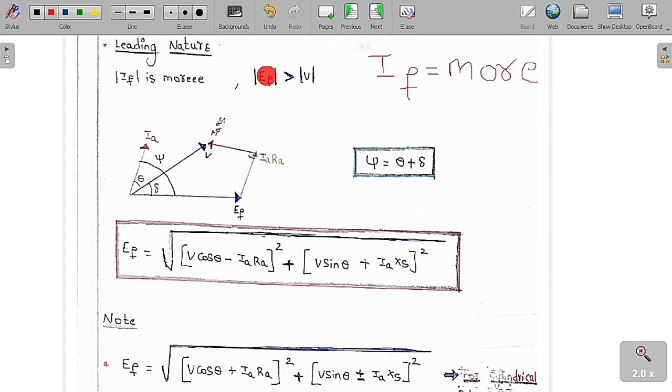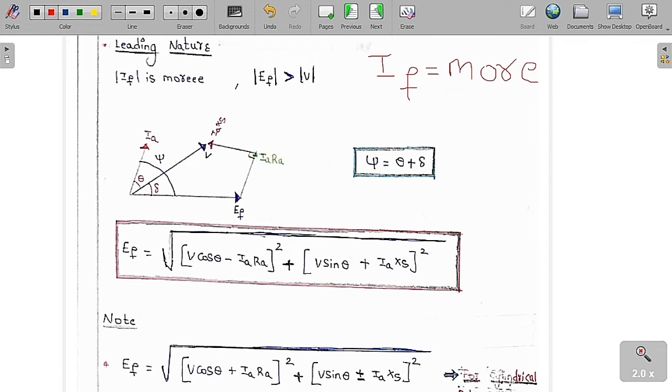This leading nature is possible only if we increase the field current. If you increase the field current to a very high value, it is called over excitation. Whenever the field current is less, it means under excitation. If the field current is very high, it is called over excitation.